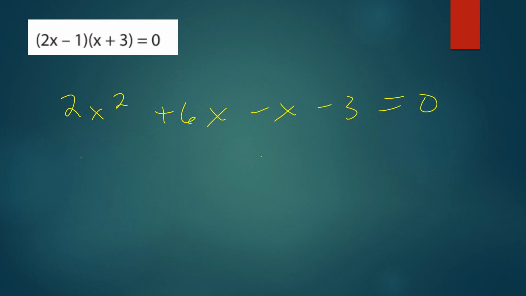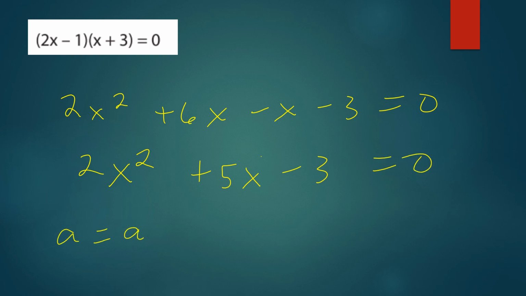Then we simplify by putting all the terms together. 6x negative x is positive 5x. Negative 3 equals 0. So we have a as, sorry, this must be 2. Our b is 5. And our c is negative 3.